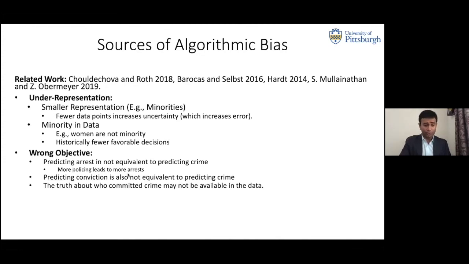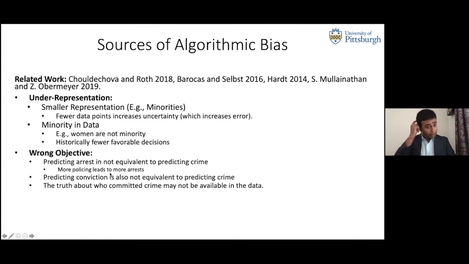A more unintuitive source, which was new and surprising to me when I was looking at the literature, is that many times we have wrong objectives to predict. For example, in all kinds of prediction problems or algorithmic problems, you have to decide a goal. The algorithm needs to be given some goal to achieve. In the Compass software, you had a goal of predicting whether somebody will reoffend or not. That was the y variable, for those of you who understand algorithms. So many times we tend to have wrong objectives.